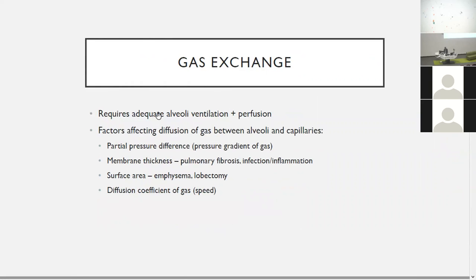Gas exchange. So a couple of factors affect gas diffusion between the alveoli and capillaries. Your partial pressure of your different gases, we've already talked about that. Then membrane thickness, which is why you have a very thin membrane at the alveoli to make it easy for gas to pass through. And different pathologies can affect that.